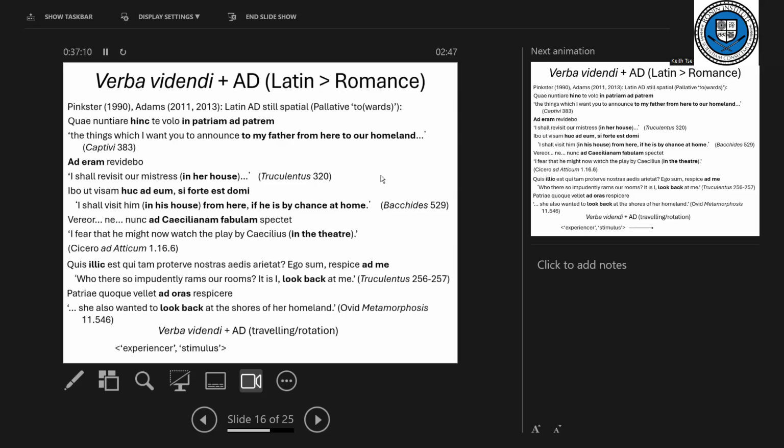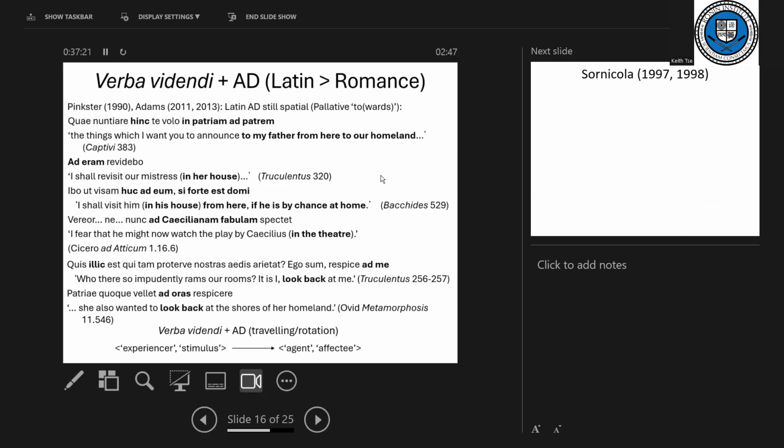And this has an effect on the argument and event structure, because the canonical argument structure of verbs of vision, experiencer and stimulus, becomes agent and affectee. The subject doesn't just experience the stimulus; the subject has to move or has to turn to see something. So the subject can be said to be agentive, and the object, being on the receiving end of the subject's vision, can be said to be affected as well. So ad here seems to create this transitive frame that anticipates Romance.